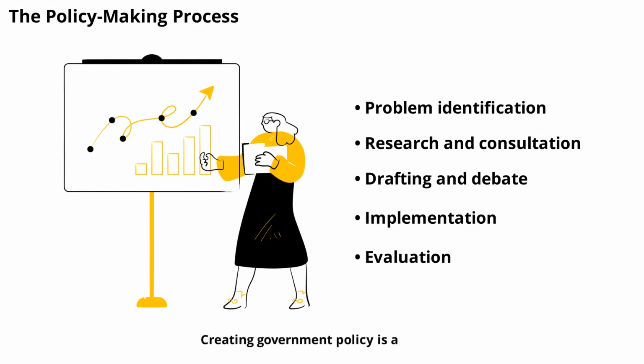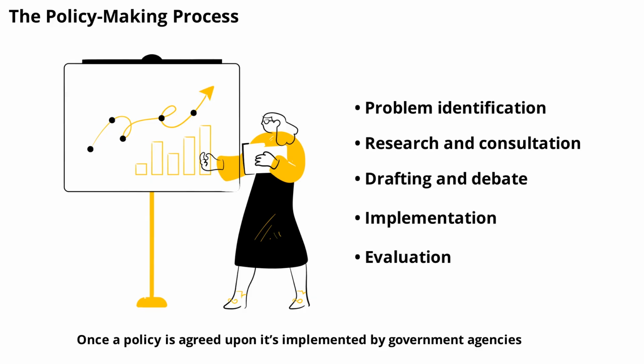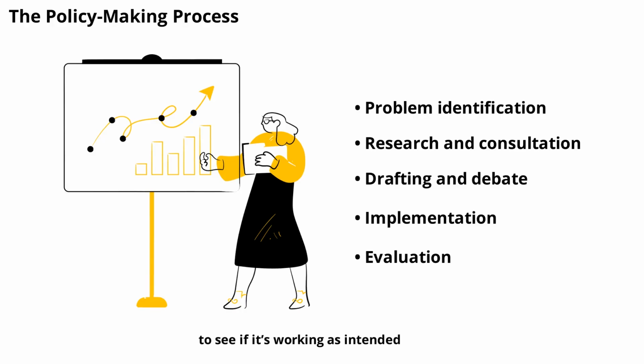Creating government policy is a complex process that involves many steps. It usually starts with identifying a problem or need in society. Next, policymakers research possible solutions and consult with experts or the public. After that, they draft proposals and debate their merits. Once a policy is agreed upon, it's implemented by government agencies. Finally, the policy is monitored and evaluated to see if it's working as intended. This process ensures that policies are thoughtful, effective, and responsive to changing needs.